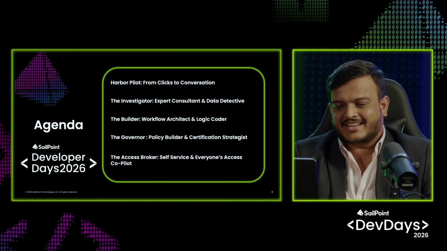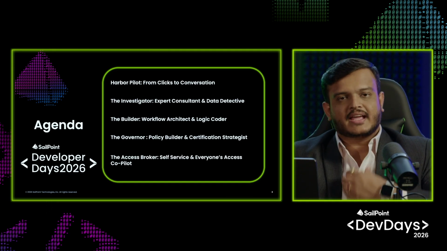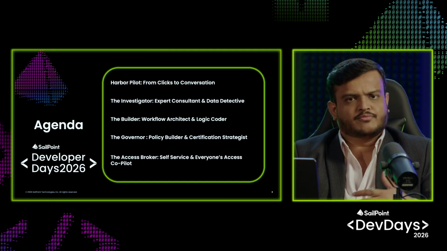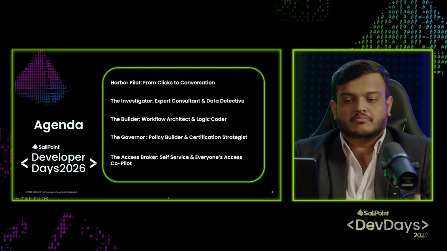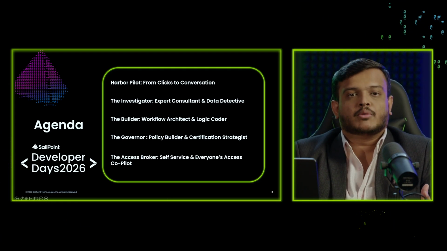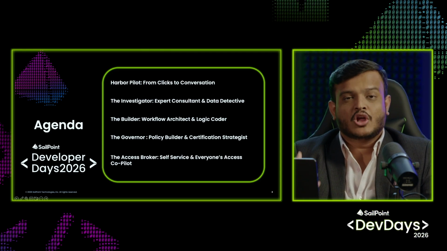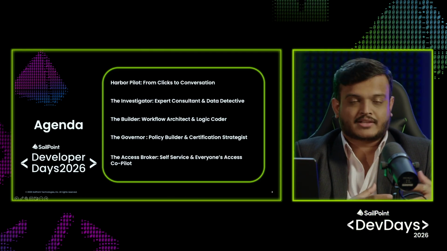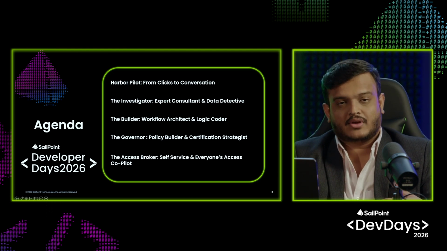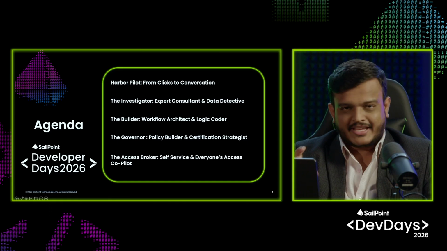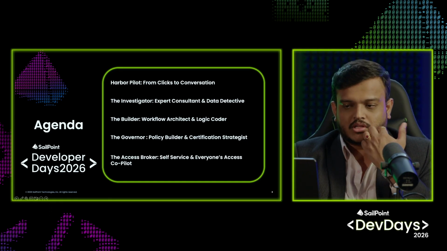And finally, the access broker, to streamline requesting access, maybe for yourself, maybe for someone else, or maybe you are a manager and you want to request it for your team. Let's see how we can utilize Harbor Pilot to do this for you, instead of you finding those items by investigating your own access or your team's access and making those access requests manually. Harbor Pilot can do it for you easily with just a few clicks. We'll look into that too. So, going deep.